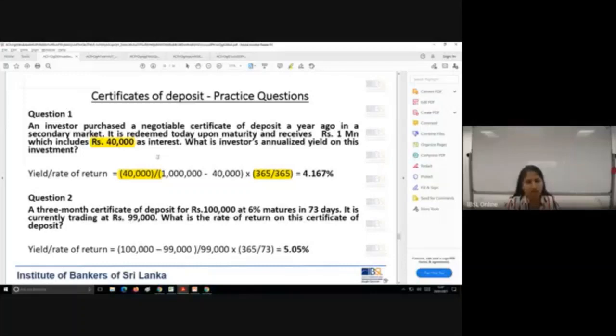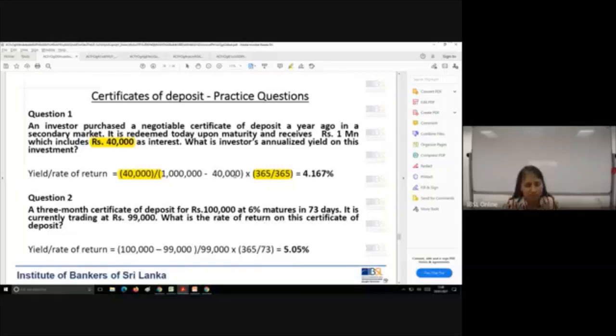Okay, 1 year ago you entirely paid the capital amount of that certificate of deposit to get this product. So on maturity, you have got 1 million including the 40,000 interest, which means the principal amount of investment is 960,000. 1 million minus the 40,000. You assume you paid the entire principal amount as your price in the secondary market. So your yield will be 40,000 divided by 960,000, getting you 4.167% as your annualized yield rate.